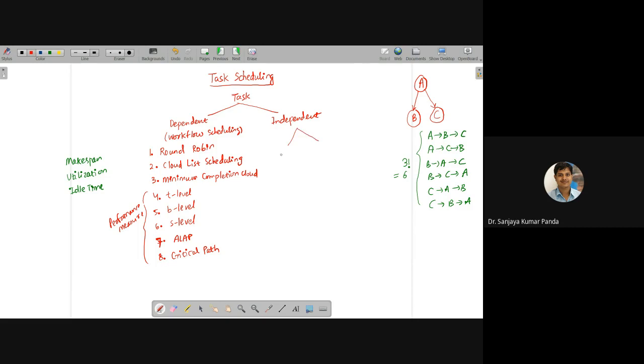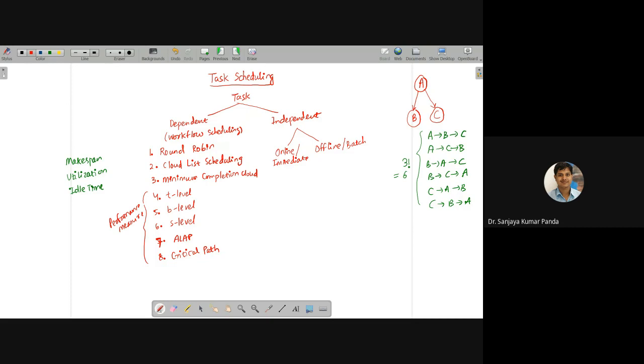One is called the online algorithm, another is called the offline algorithm. Okay, or we sometimes refer to it as batch scheduling, right? And online is also referred to as immediate scheduling. Okay, you can categorize dependent tasks also into online scheduling as well as offline scheduling.